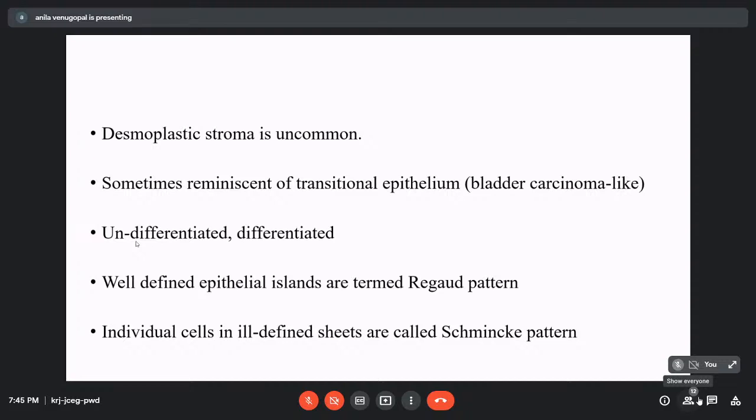Please don't use them in your diagnosis of nasopharyngeal carcinoma because if you use the terminology "undifferentiated," sometimes your clinician may get worried. He may extrapolate carcinoma when actually it is not so. It is just a pattern. So you should refrain from using such terminologies and stick to the terminologies which are proposed by the WHO.